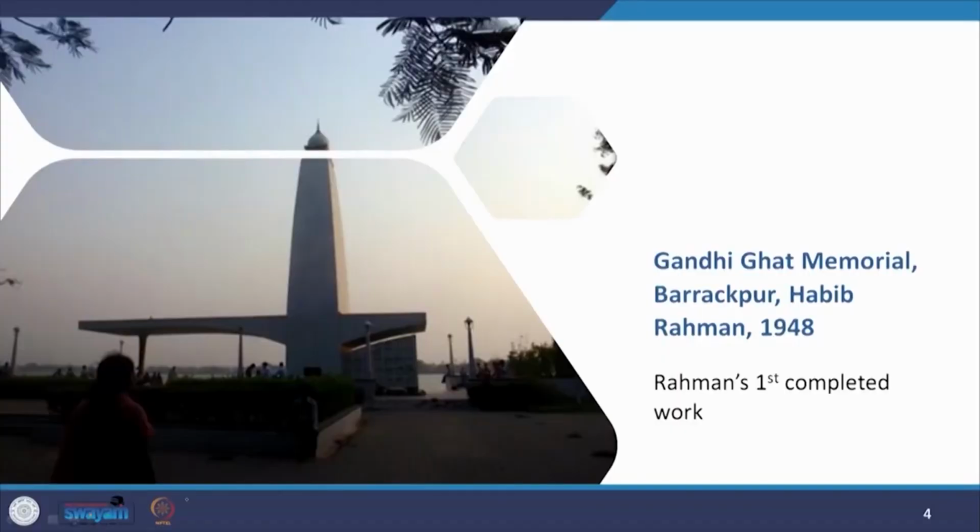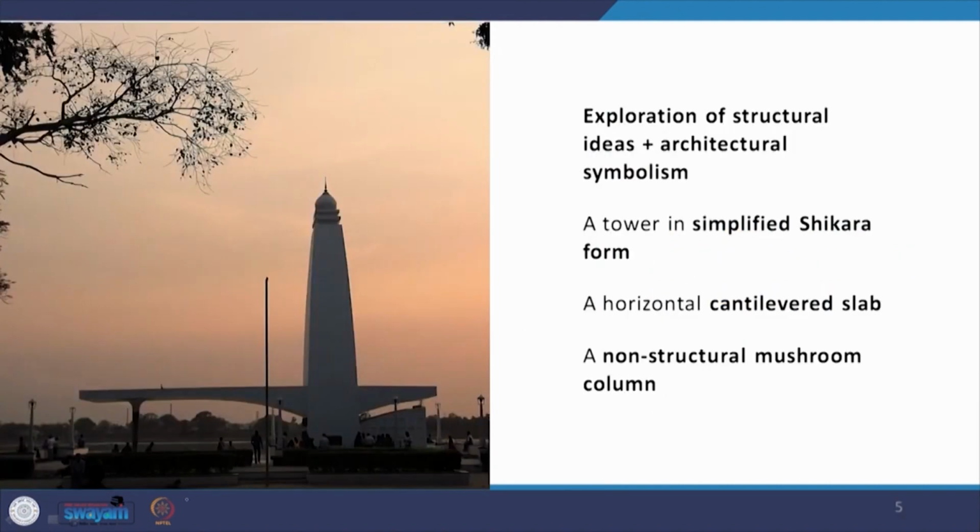So here in Rahman's work, the Gandhi Ghat Memorial in Barrackpore, 1948, it was the first completed work of Rahman, and it was an exploration of the structural ideas that he incorporated here along with architectural symbolism. So what it has is this tower-like shikhara form of the temple, and a horizontal cantilevered slab. Please don't be deceived by this mushroom column because it is a non-structural mushroom column. So this essentially is a very long cantilever to this memorial.